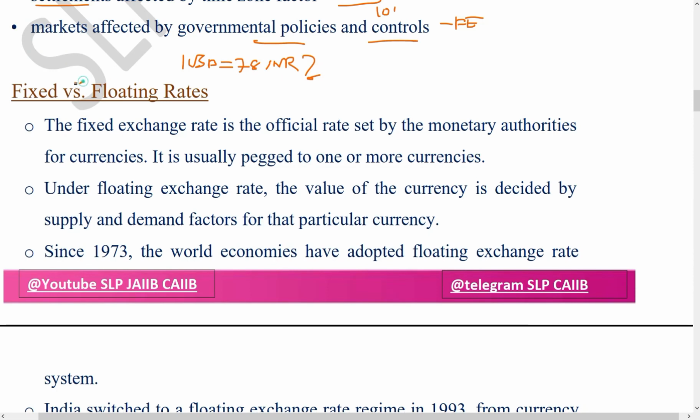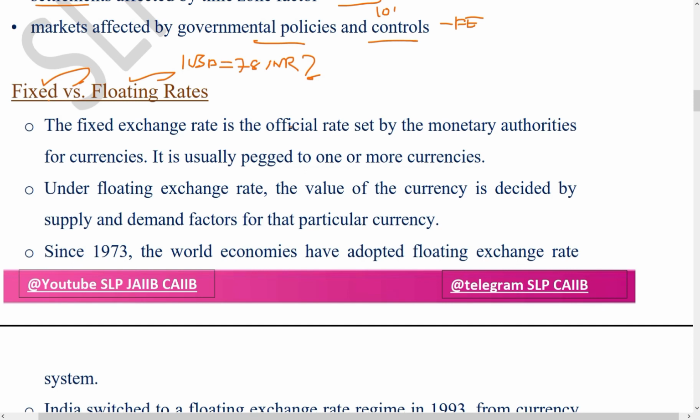So the exchange rate is decided by either a fixed exchange rate or a floating exchange rate. What is meant by fixed exchange rate? What is meant by floating exchange rate? That we are going to see. The fixed exchange rate is the official rate set by monetary authorities for currencies. It is usually pegged to one or more currencies.